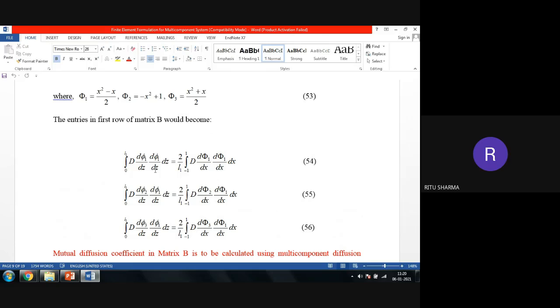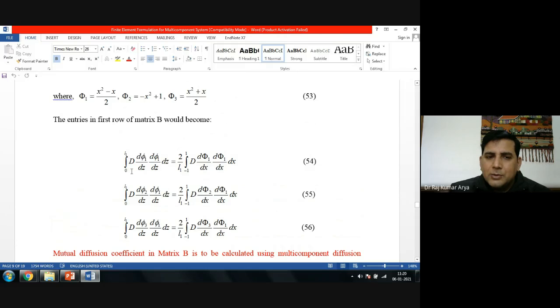Yes, sir. So this is for B matrix. In the B matrix you have dφ1/dz and dφ1/dz. You change this also from 0 to L and you will get the same thing, 0 to L1. Now you have changed the limits, so you will get a factor here.